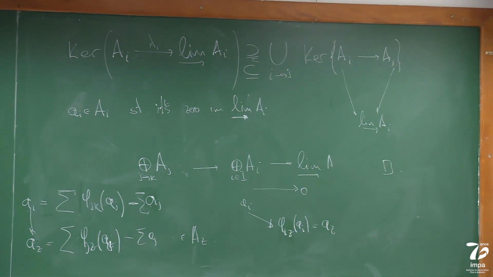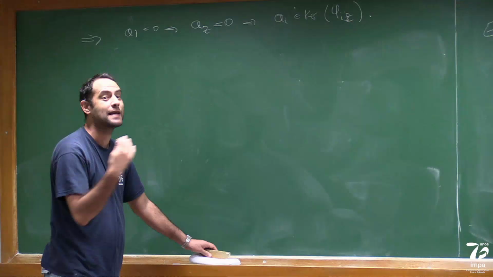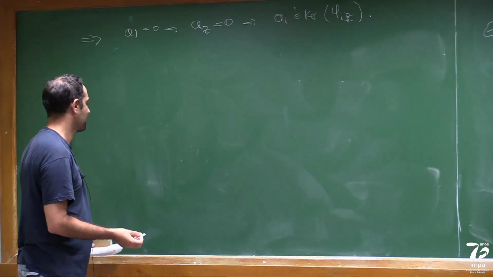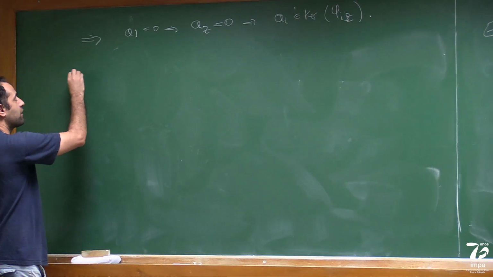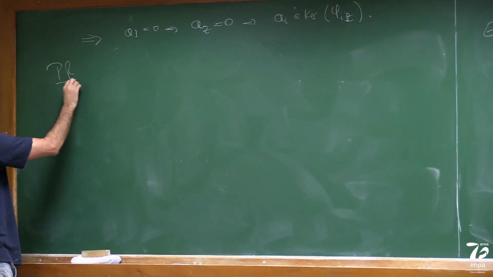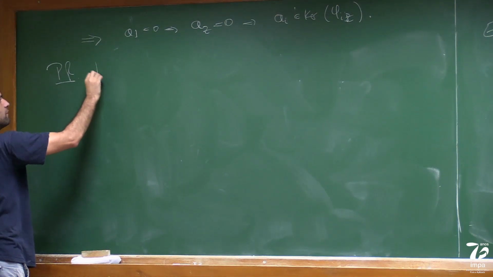Okay, so now I have a description of what the kernel is from each one of these AIs to the co-limit, and I have an inclusion of the co-limit saying that I can take pre-images in one of these AIs. Okay, so now let's prove the main theorem. Proof of theorem.